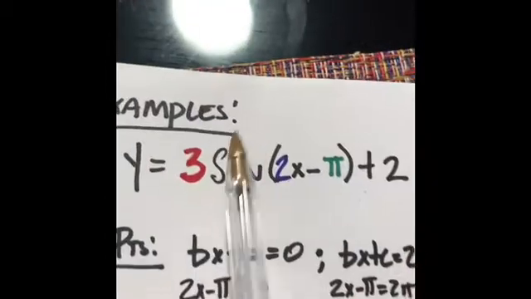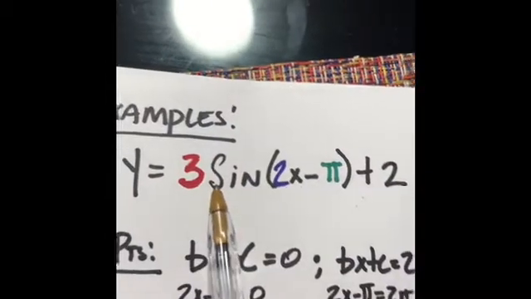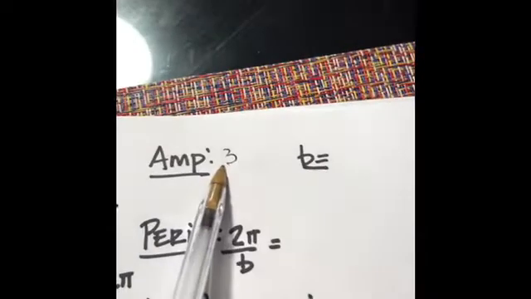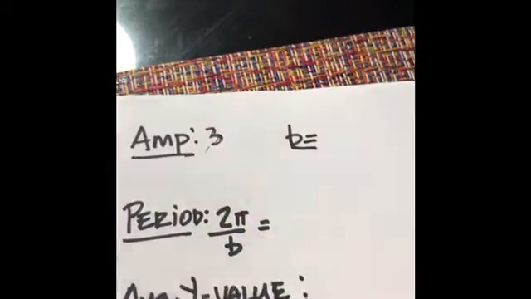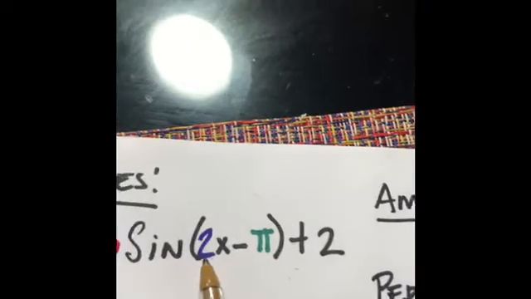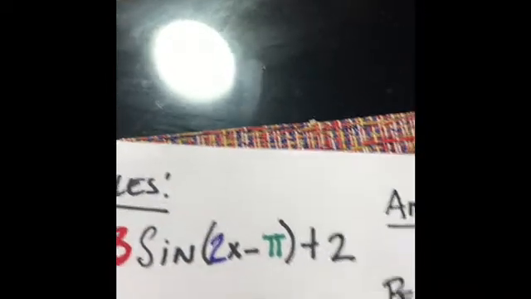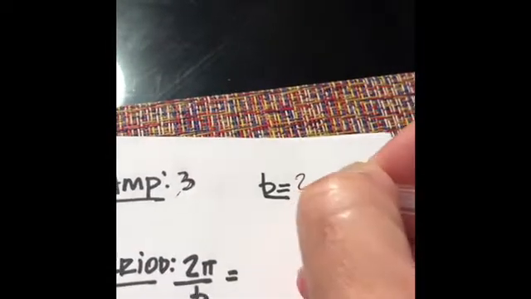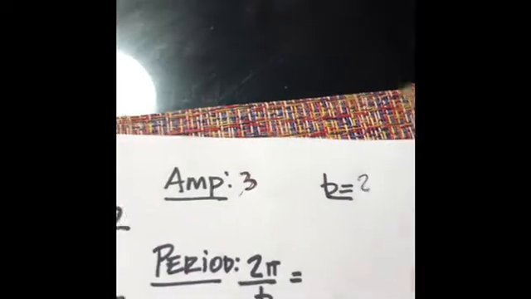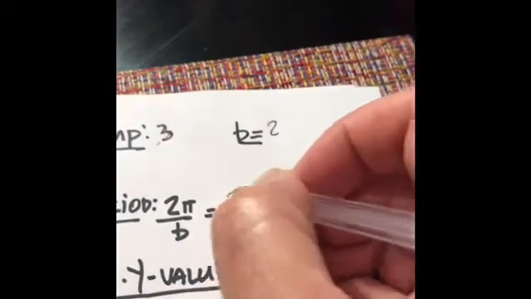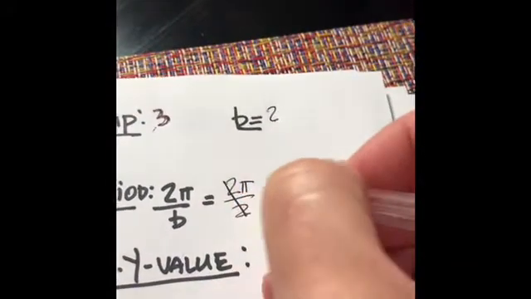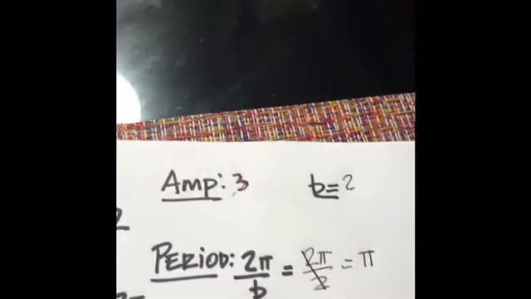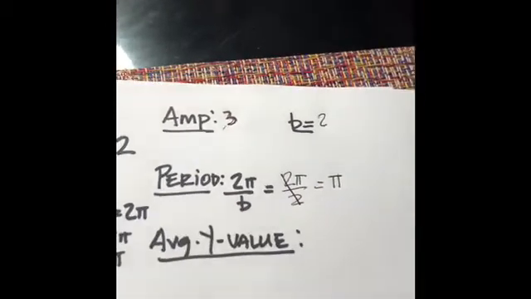Remember that I get my amplitude from the coefficient of sine, and it's always considered as positive. It's a positive number, so my amplitude is going to be 3. Then the b value comes from the coefficient of the x. That b value is 2. And remember that this b value that I obtained is the one that I use as a coefficient for the period. So my period is going to be, in this case, 2 pi over 2. I cancel the 2's, and my answer is pi. That means that the period of this graph is going to be pi.